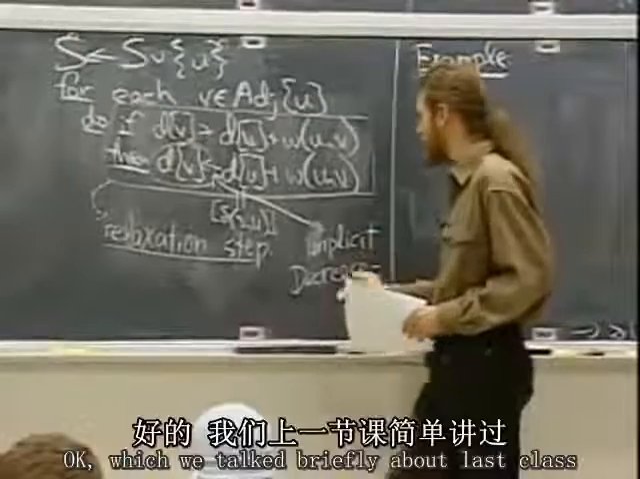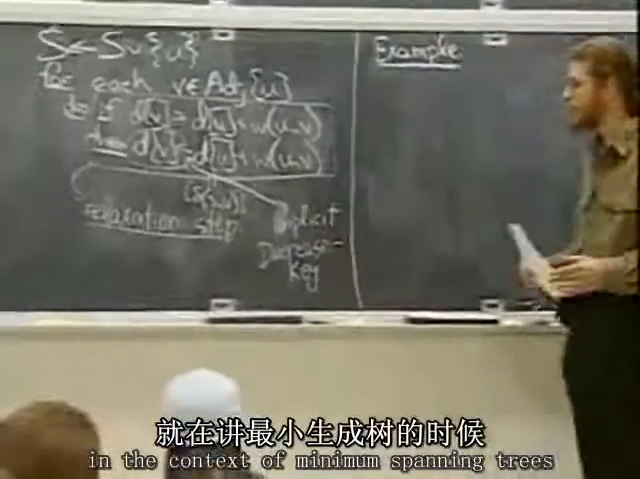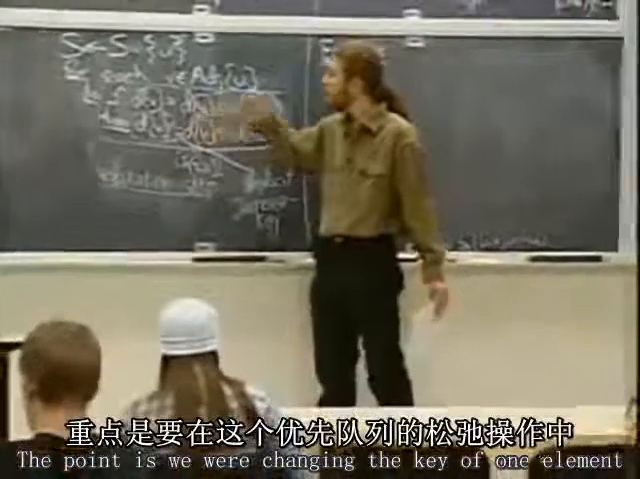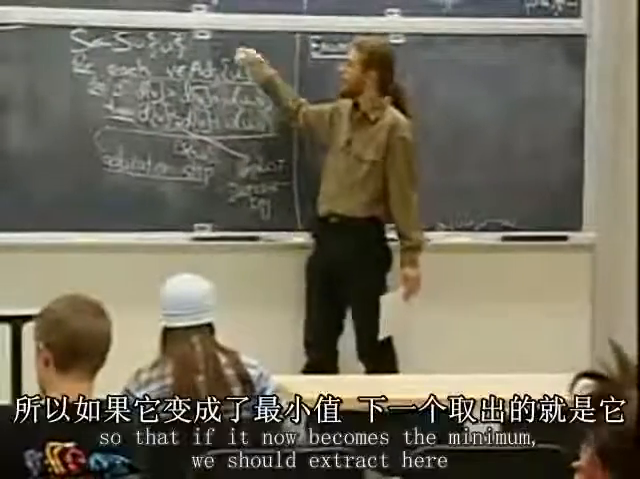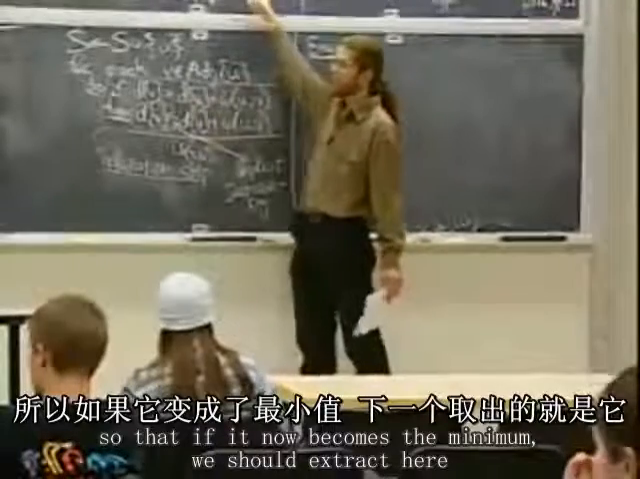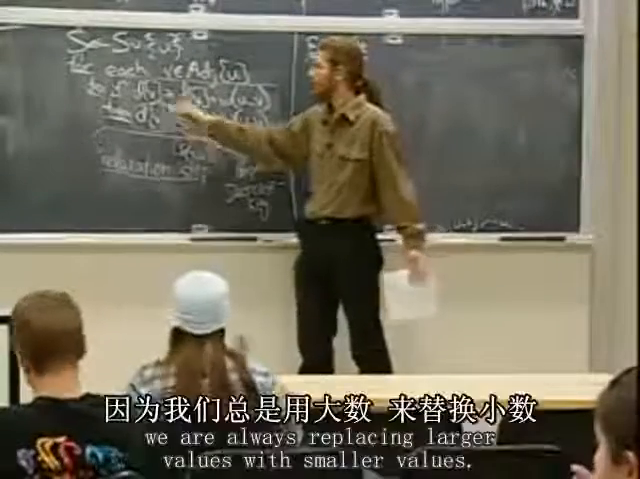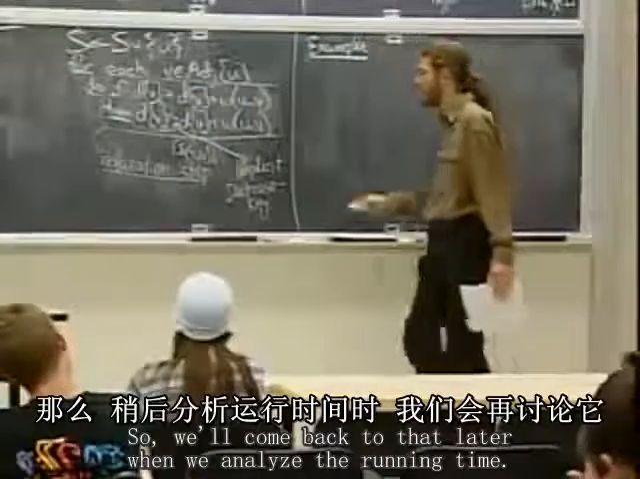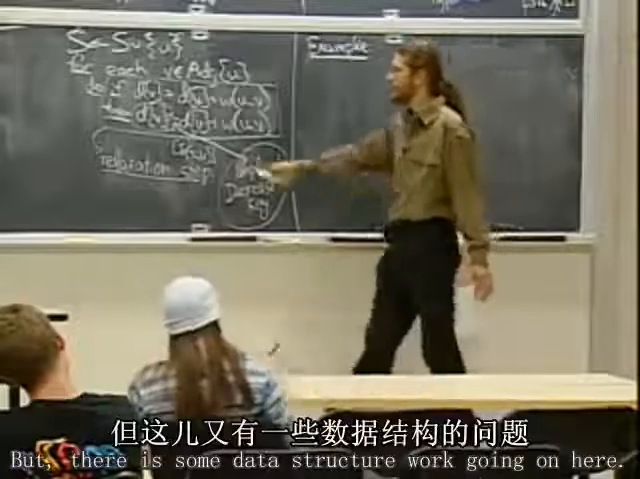Which we talked briefly about last class in the context of minimum spanning trees, where we're also decreasing the key. The point is we're changing the key of one element in this relaxation step in the priority queue so that if it now becomes the minimum, we should extract it here. And we're only ever decreasing keys because we're always replacing larger values with smaller values. So we'll come back to that later when we analyze the running time. But there is some data structure work going on here.